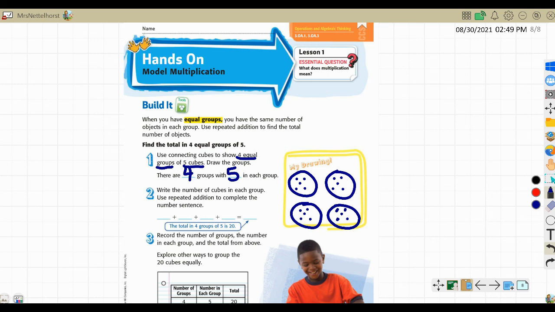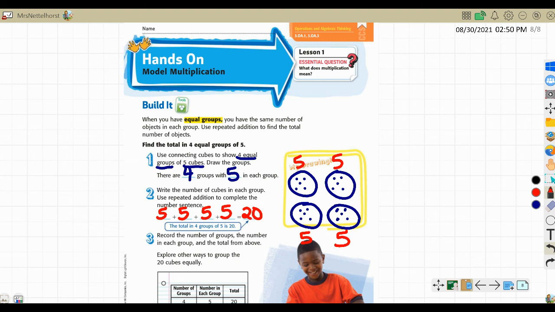Now we're going to write the number of cubes or dots in each group. We're going to use repeated addition to complete the number sentence. So I know that I have 5 in this group, and I have 5 in this group, and I have 5 in this group, and I have 5 in this group. So I'm just going to put that on my blue blanks. So 5 plus 5 plus 5 plus 5. Now if I count by 5s, 5, 10, 15, 20, I have 20 total.